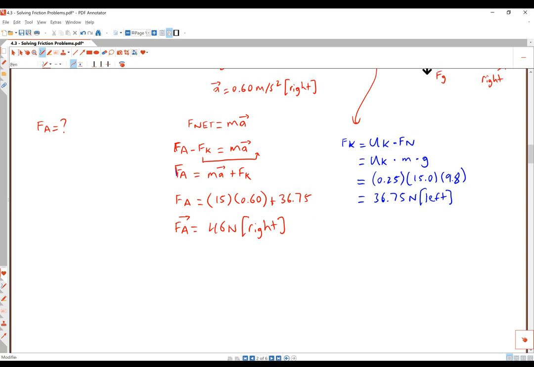One thing to note when solving this question is that you should not round until the very end. The 36.75, use all digits throughout, or else your answer will be slightly different at the very end.